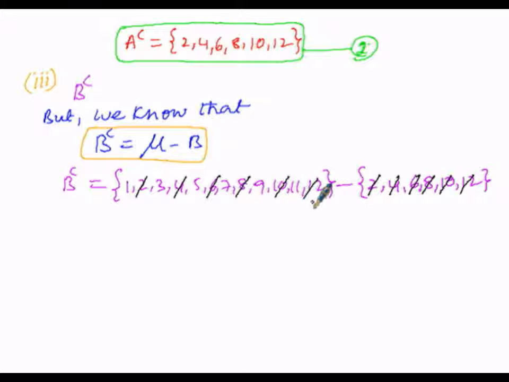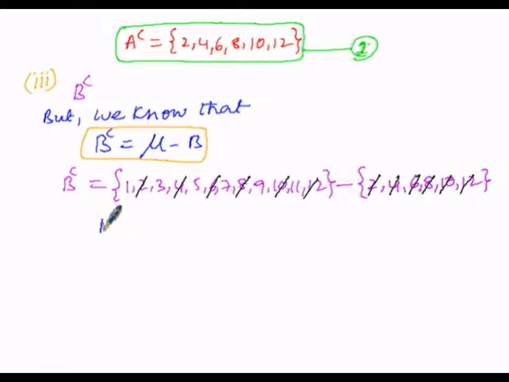So here they get cancelled. In order to subtract, we have to cancel the similar elements. 2, 4, 6, 8, 10 and 12 are the elements of set B, and similarly they are also present in the universal set. So the similar elements are cancelled. Then the elements which are left over in the first set are only the elements of B complement.